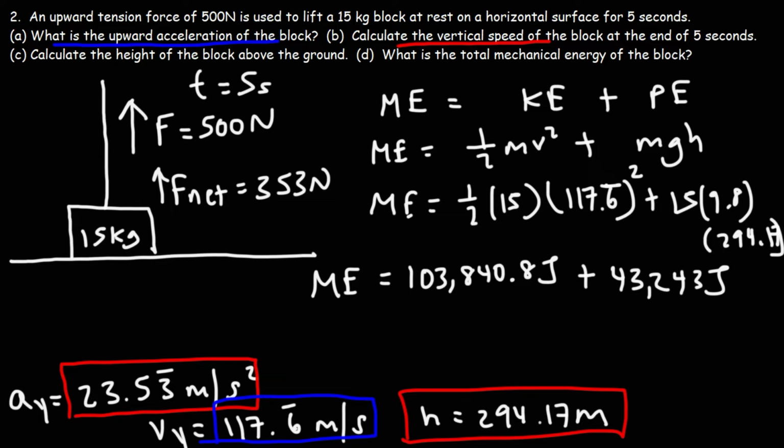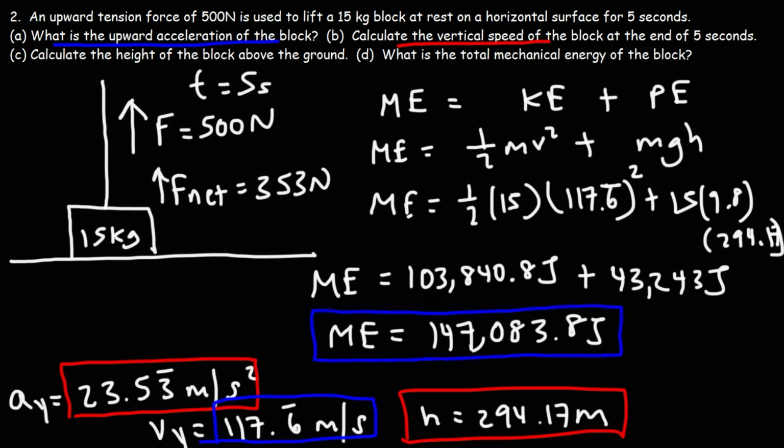So adding these two numbers, we'll get the total mechanical energy of 147,083.8 joules. So that is the total mechanical energy of the block 5 seconds later.